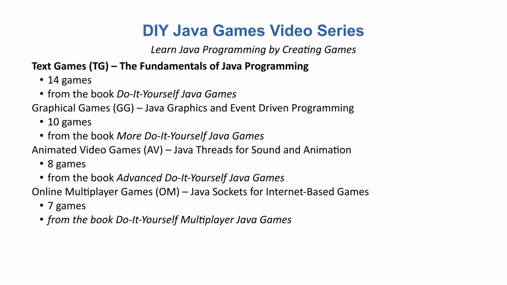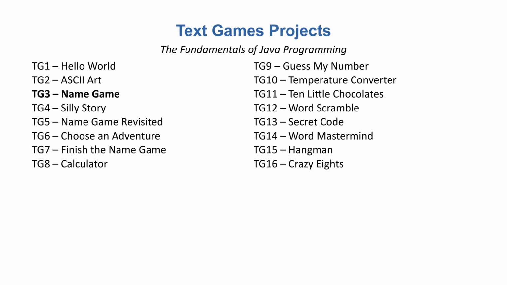We're currently in the Text Games video series TG, the first of 4 types of games series. The focus of this series is to cover the fundamentals of Java programming. No previous programming experience is required. You'll learn how, when, and why Java programs are written the way they are. This series has 16 projects. We're currently working on the 3rd project, TG3 name game.